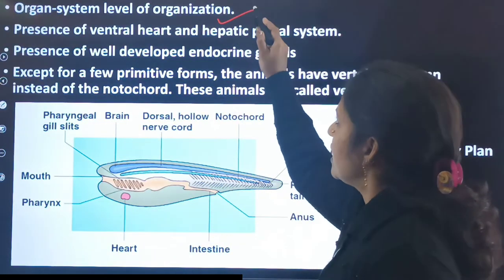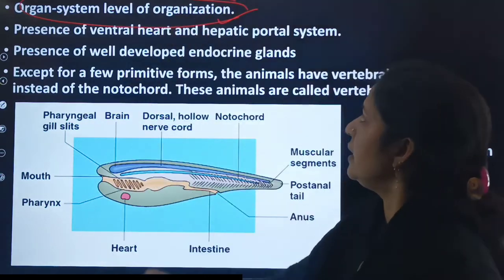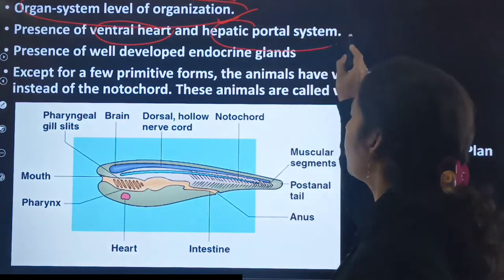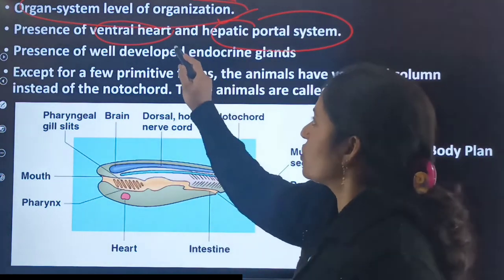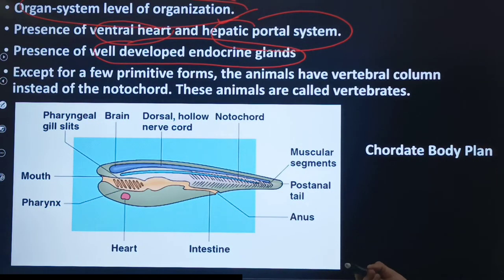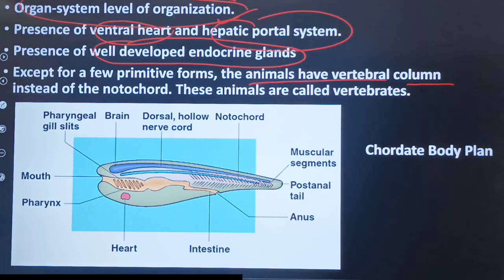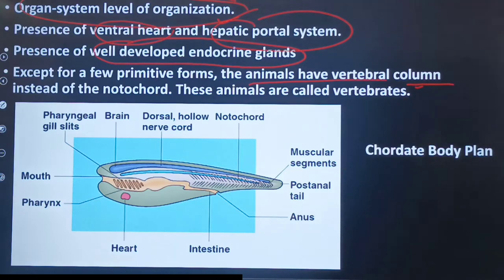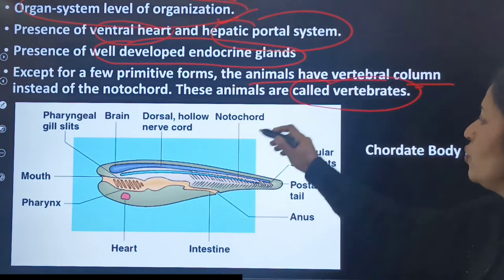Organ system level of organization is present. Presence of the ventral heart and hepatic portal system. Presence of well-developed endocrine glands. Except for a few primitive forms, the animals have a vertebral column instead of the notochord. In place of the notochord, a special type of column is present, that is the vertebral column. These animals are also called vertebrates.